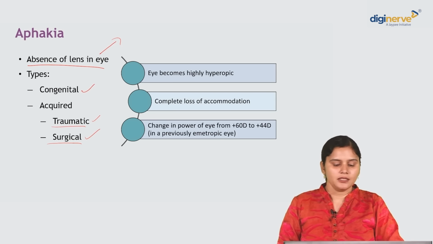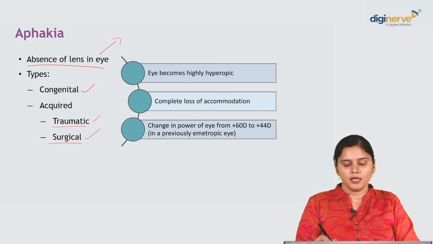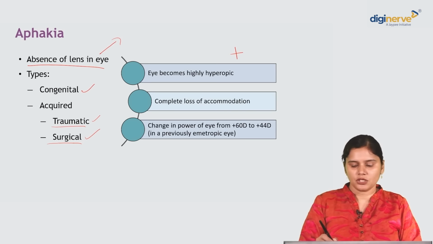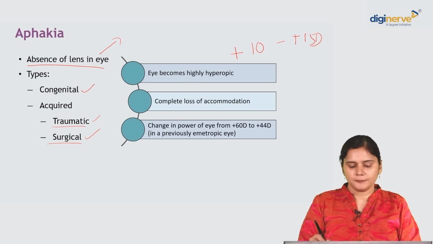In aphakia, the eye becomes highly hyperopic. The usual aphakic correction which we give to patients may range anywhere from +10 to +15 diopters. There is complete loss of accommodation because there is no lens, therefore the near vision of the person also decreases.